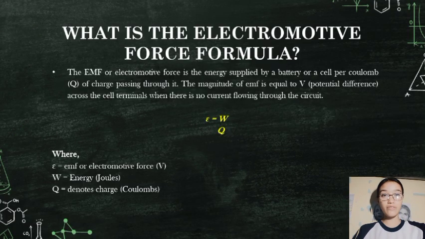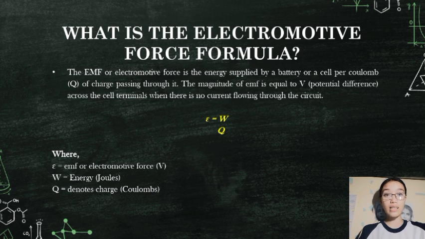So EMF is defined as the work done on a unit charge. So, where E is the electromotive force measured in volts, W is the work done measured in joules, and Q is the charge measured in coulombs. So this formula highlights the relationship between EMF, energy, and charge. It emphasizes that EMF represents the amount of energy a source provides per unit charge.